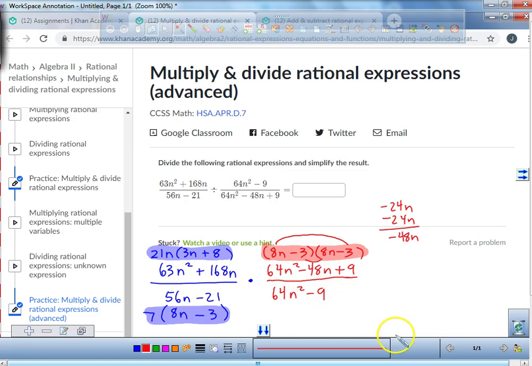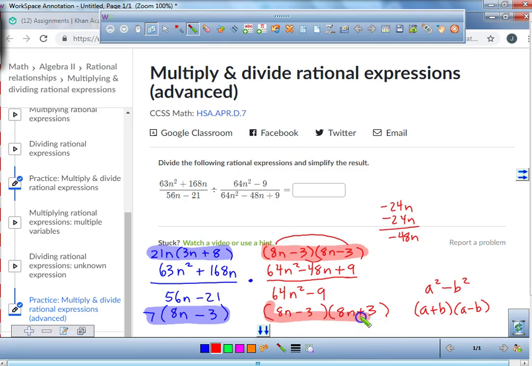What do we have in the denominator? Yeah, difference of squares. So what's that going to factor to? 8n minus 3, 8n plus 3. Difference of squares always follows this pattern: you have a squared minus b squared, it's always going to be a plus b and a minus b. So now we have everything 100% factored.